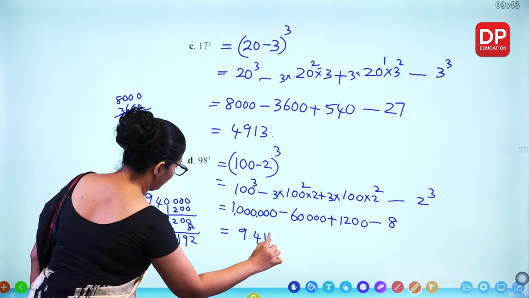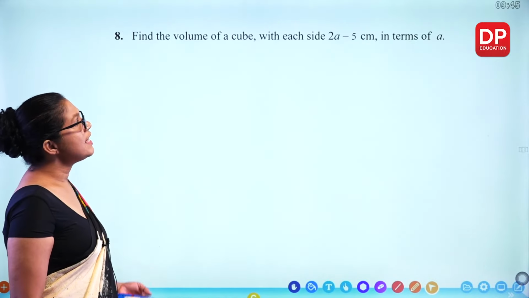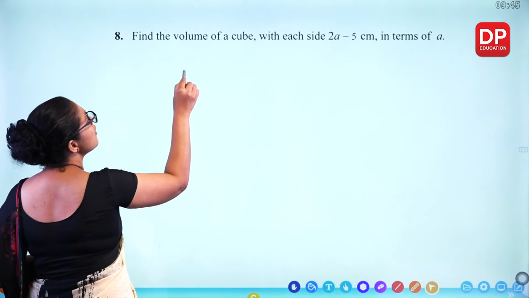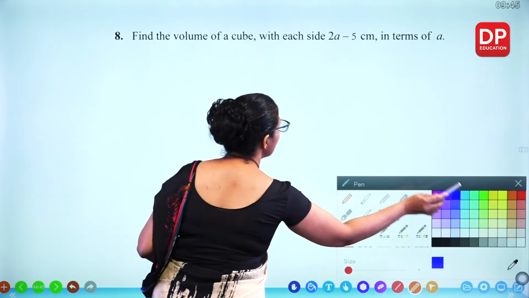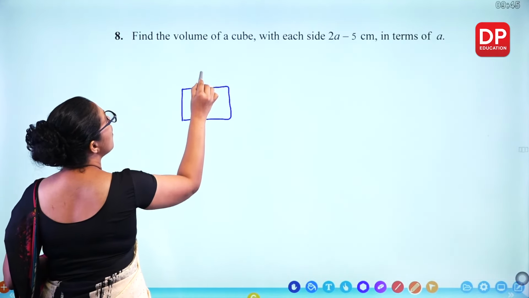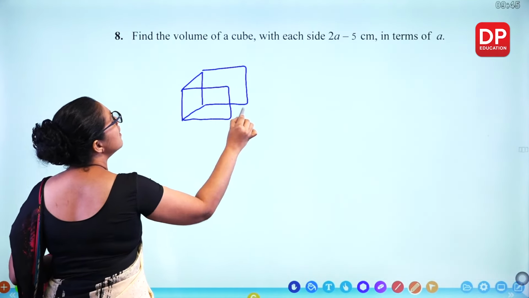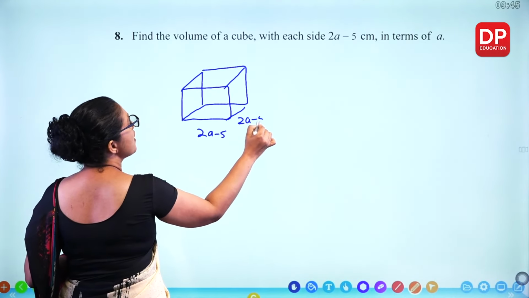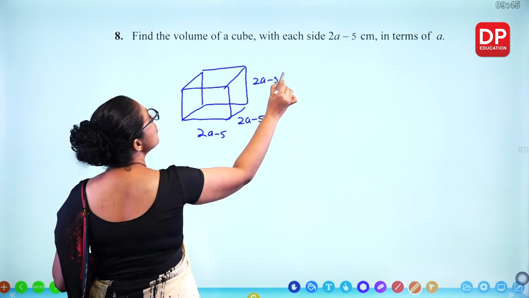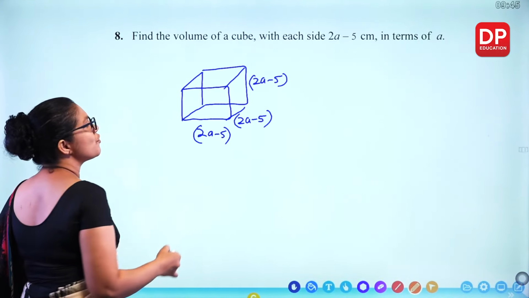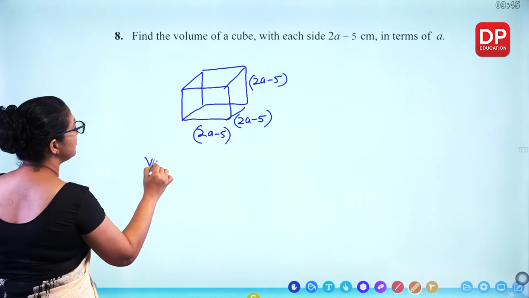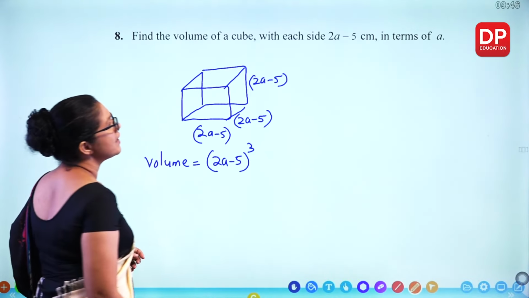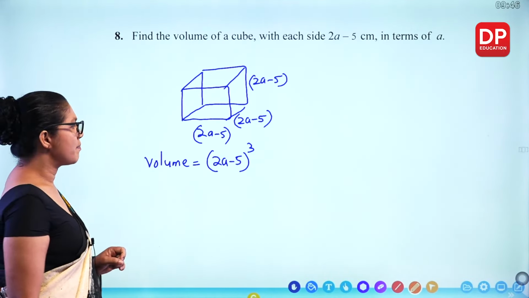Now we'll look at question number 8. Find the volume of a cube with each side 2a minus 5 centimeters in terms of a. So this is a cube. So that means all sides are equal. So one side length is 2a minus 5, breadth is 2a minus 5, and the height also 2a minus 5. So how do you find the volume? Volume is (2a minus 5) to the power 3.